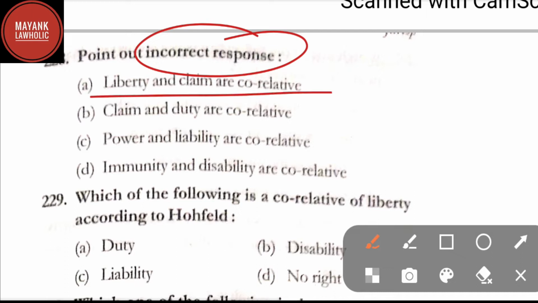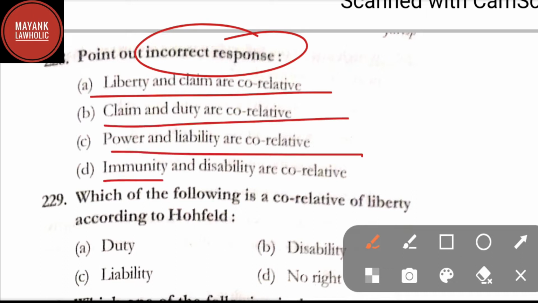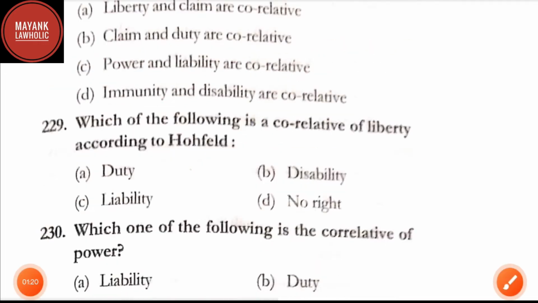Question number 228, point out the incorrect response. Option A, liberty and claim are correlative. B, claim and duty are correlative. Power and liability are correlative. Immunity and disability are correlative. Here we have to find the incorrect response. So by going through the options, option A, liberty and claim are correlative, is the incorrect response. So therefore option A is the correct answer.